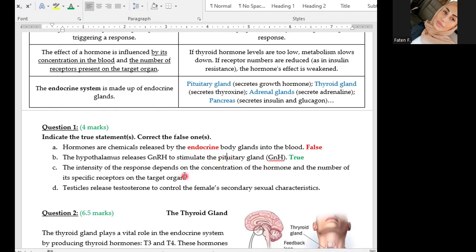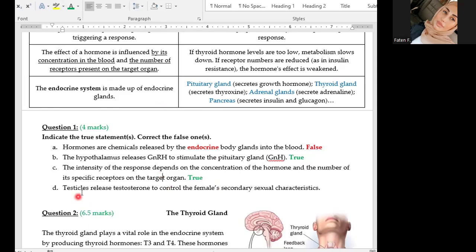The intensity of the response depends on two factors, the concentration of the hormone and the number of the specific receptors on the target organ. This is also a correct statement because the intensity of the response depends on two factors: how much hormone is released in the blood, and how many receptors the target organ has for the hormone.